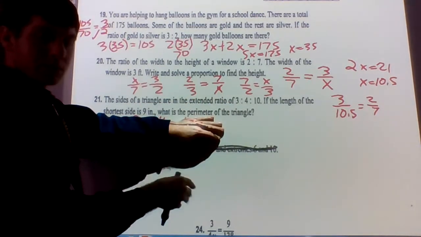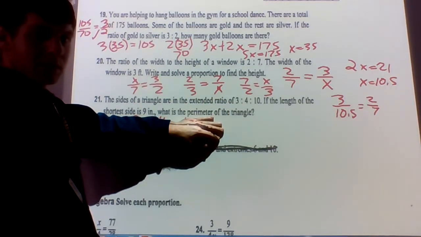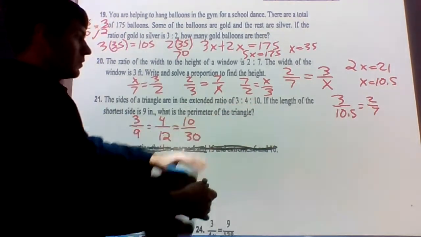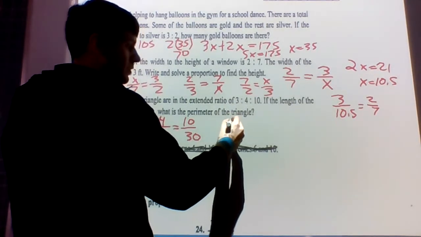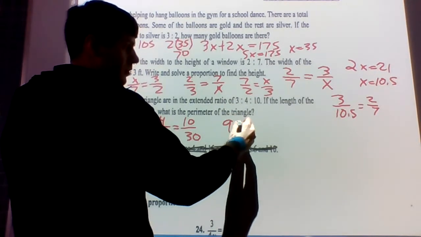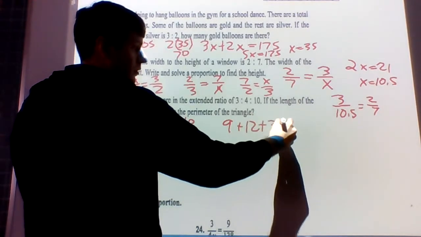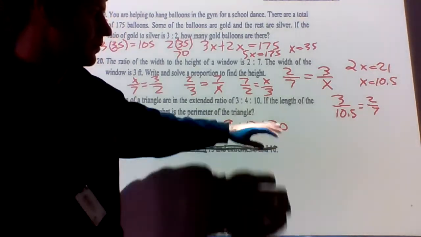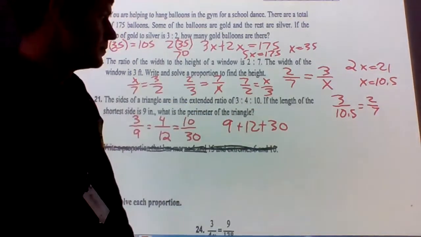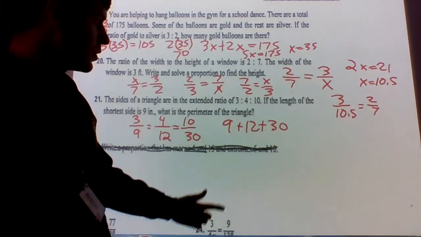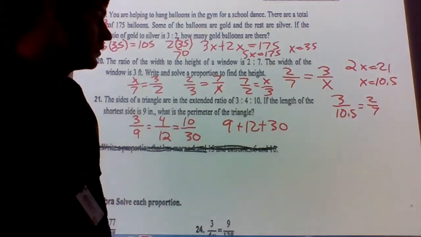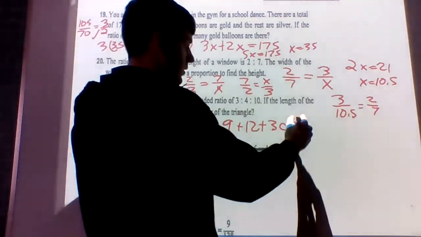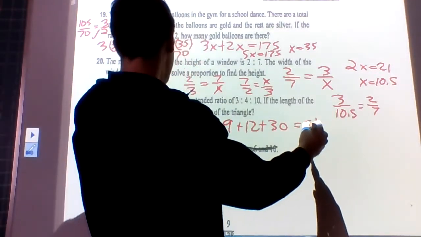So if the ratio is 3 to 4 to 10, to get from 3 to 9, you need to multiply by 3, so you got to multiply the other ones by 3. So the lengths of our sides are going to be 9, 12, and 30. Right? If you divided each of these by 3, you're going to get 3, 4, and 10. So that's your ratio. It's 3 to 4 to 10. So perimeter is all the sides added together. So that's going to be 42 plus 9 is 51 inches.